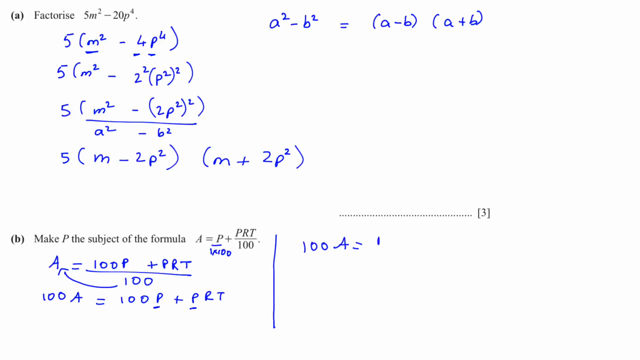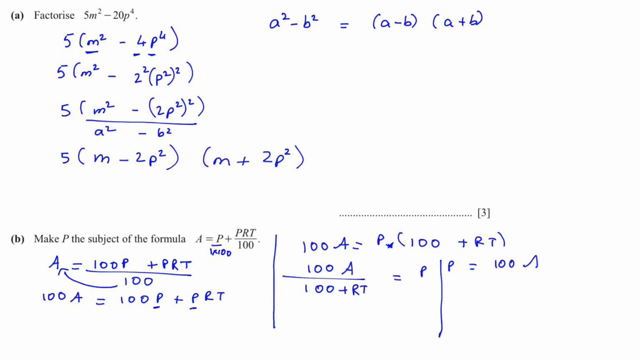100a is equal to p. If you remove the p, you will have 100 plus rt. Bracket means a multiply, so when you bring to the other side, it will be a divide. 100a divided by 100 plus rt is equal to p. Whenever you write as a subject something, that should be on your left hand side. So p is equal to 100a over 100 plus rt.